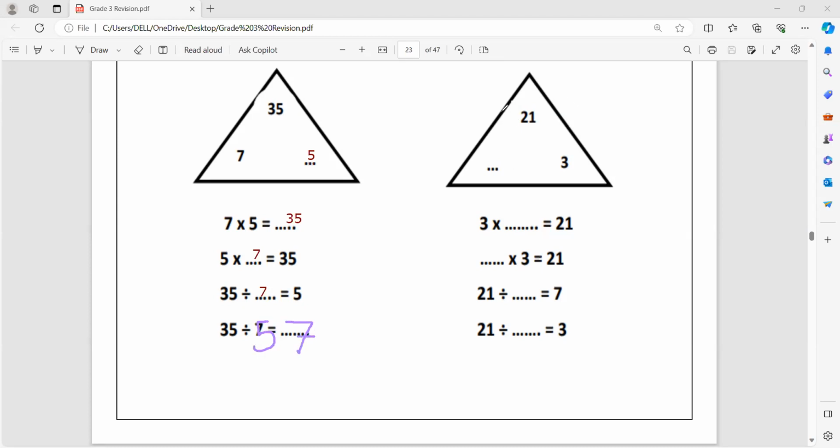The last one, you have 3 times what gives you 21. In timetable 3, we have 3 times 7. So 3 times 7 equals 21, or 7 times 3 equals 21. Or in division, start with the biggest number. 21 divided by 3 equals 7, or 21 divided by 7 equals 3. This is the relation between multiplication and division.